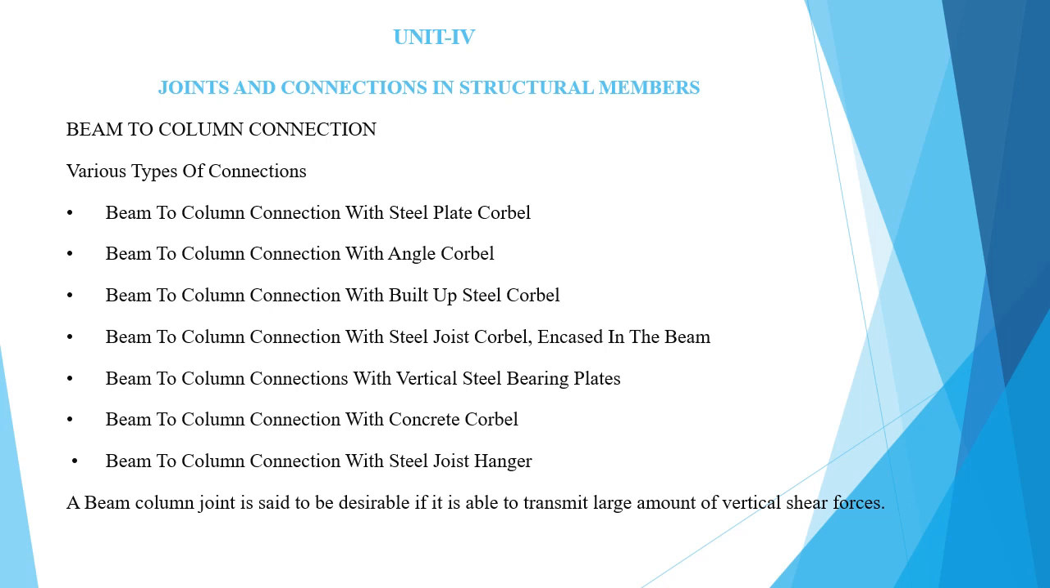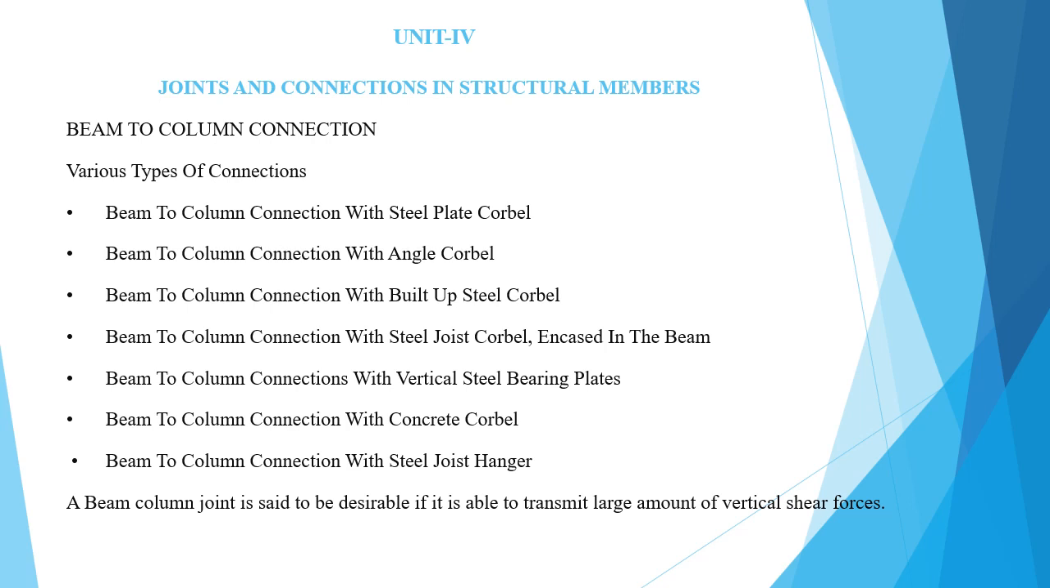A beam column joint is said to be good if it is able to transmit a large amount of vertical shear force. Depending on the type of bearing and the size of the bearing surface, different beam column joints will be able to transmit various magnitudes of vertical shear forces.